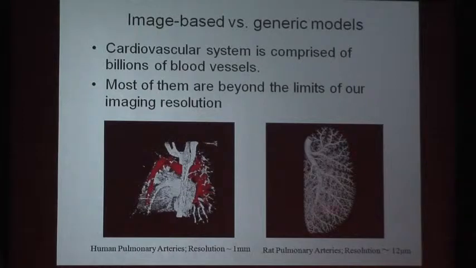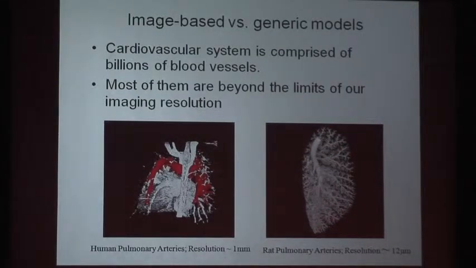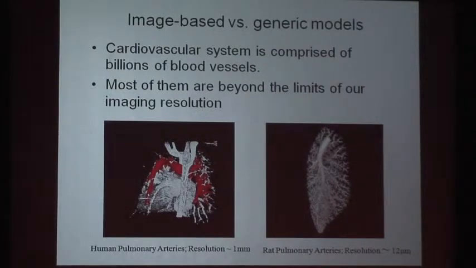So we can, for instance, look at other species. We could take casts of people's lungs from cadavers, and then make measurements to see what those branching patterns typically look like, and infer and devise an appropriate generic model or downstream boundary condition model based upon that. This is work that we did in my lab to look at the rat pulmonary arteries, and this is about a 12 micron resolution.